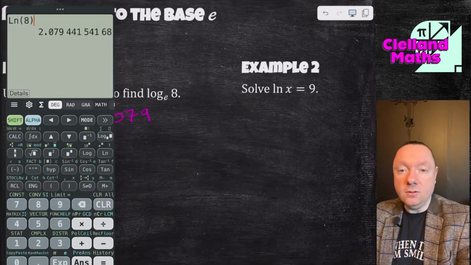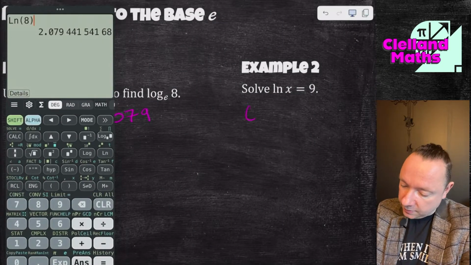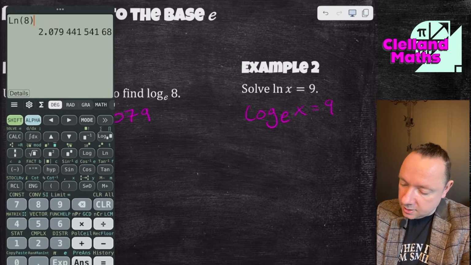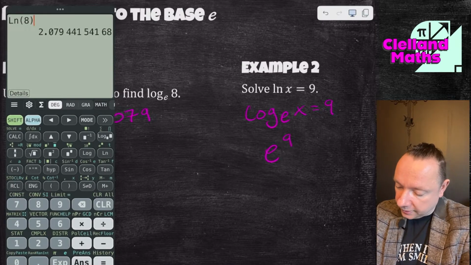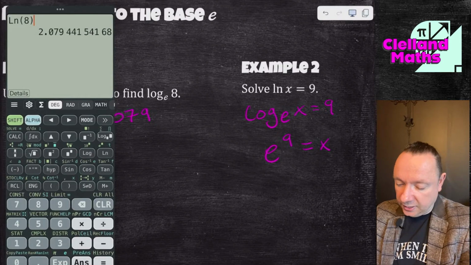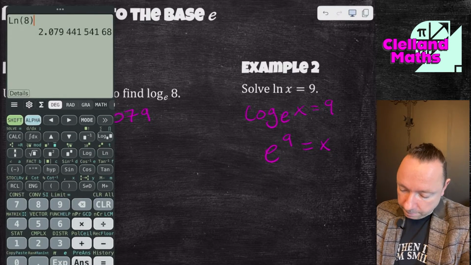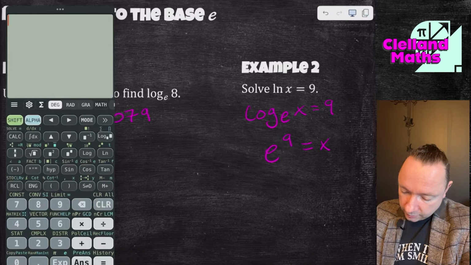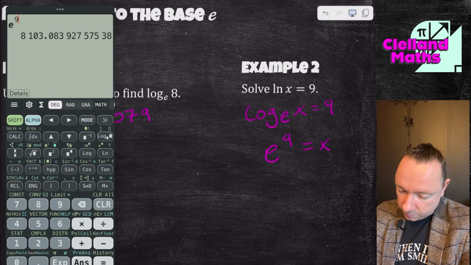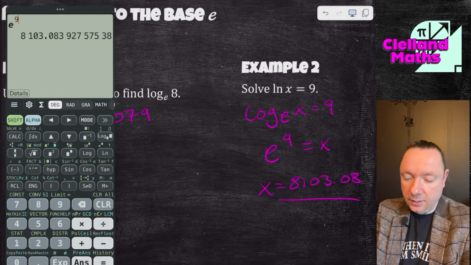Solve ln x equals 9. So you might like to think of that as log base e of x equals 9, and that means that e to the power of 9 equals x. So I want to do e to the power of 9 in my calculator. To get e, I press shift and log on my calculator and put in the number 9. So x equals 8103.08, say, and we're done there.